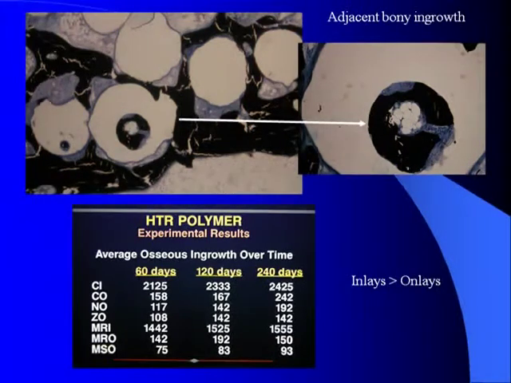There is going to be more of this ingrowth, as evidenced by this chart, out at 8 months, which will occur in inlays as opposed to onlays, where the amount of bony ingrowth is fairly small. But most significantly, there is a through and through fibrovascular ingrowth throughout the material, including down into the pores which exist within the beads themselves.